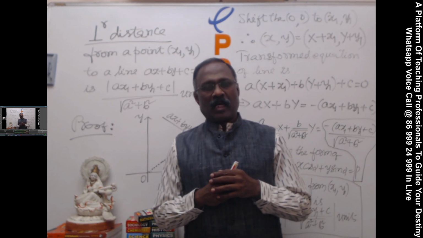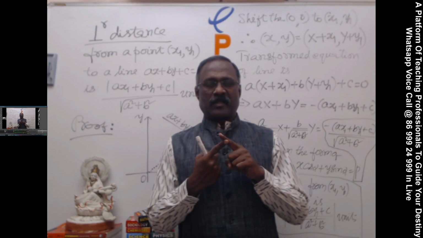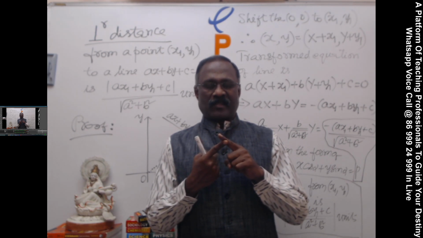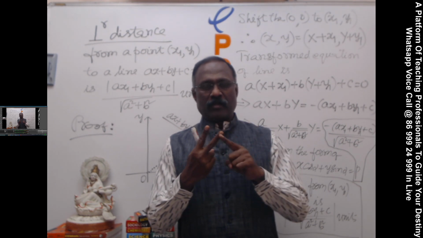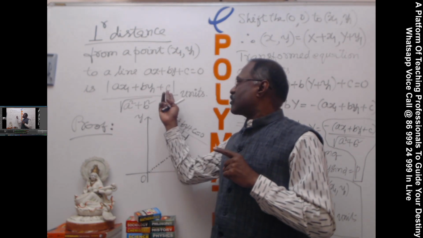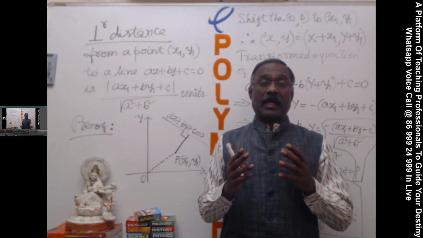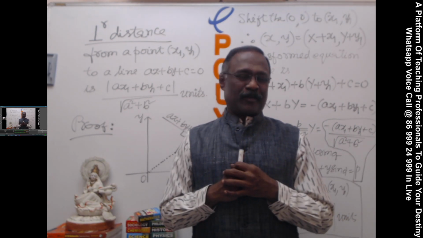So what is our learning here? Number one, the perpendicular distance from x1, y1 to the line ax plus by plus c equal to 0 is modulus of (ax1 plus by1 plus c) by root over a square plus b square. Number two, the perpendicular distance from the origin to a line is nothing but mod c by root over a square plus b square. This is about the perpendicular distance formula.